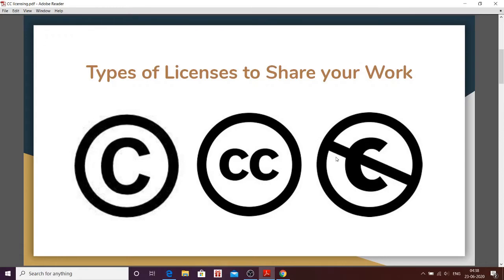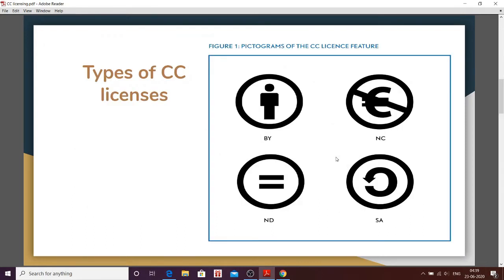In Creative Commons, just like copyright, you do not need to take permission all the time, but there should be attribution to the work that has been used. Attribution is nothing but referencing. You need to reference the work that you've used. So these are the different types of CC or Creative Commons licenses.